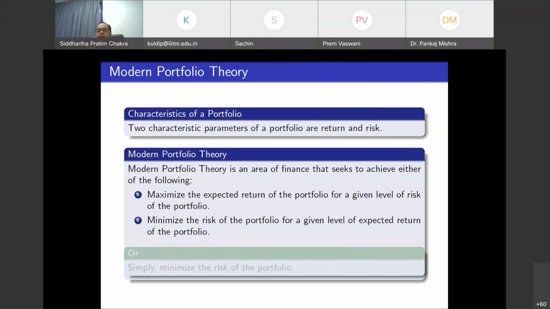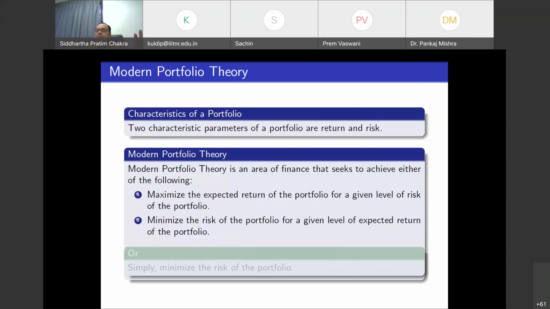Or alternatively, if I fix a given level of return, then at that given level of return, I could have many combinations of theta i's, or equivalently many different portfolios. And since I'm looking at a fixed level of return, what I would want is to choose that combination of theta i's for which my risk is going to be minimal.